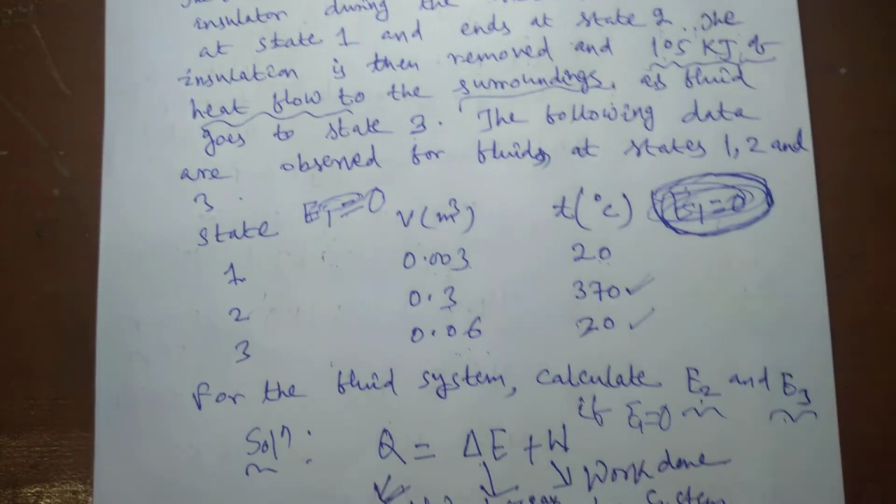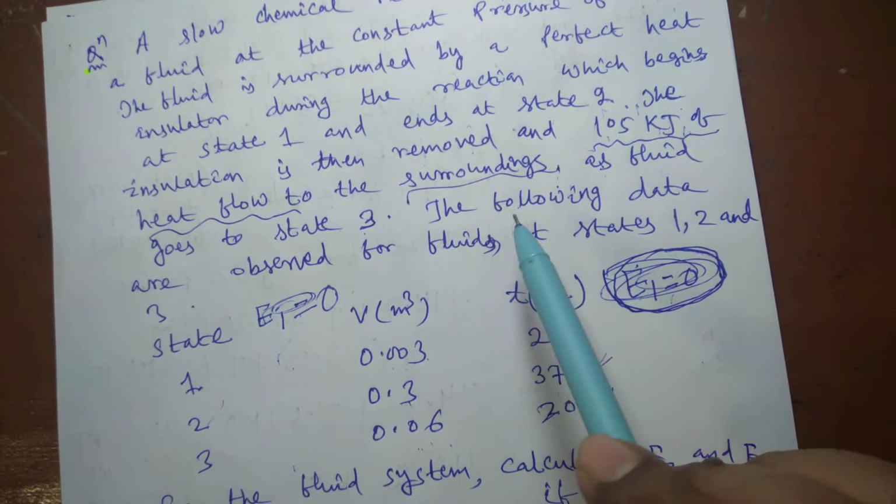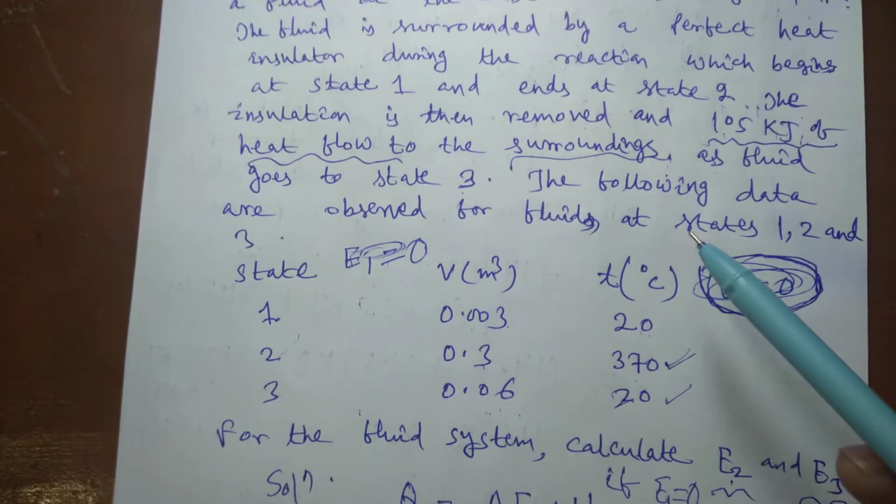And Q12 is equal to 0. When the system travels from state 1 to state 2, there is insulation, so the heat interaction is 0.